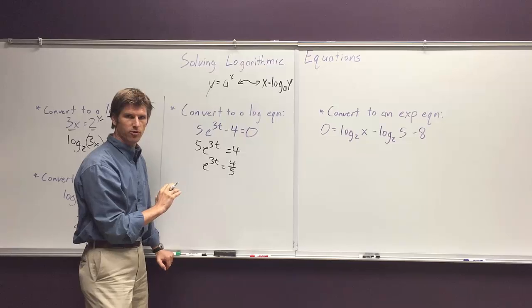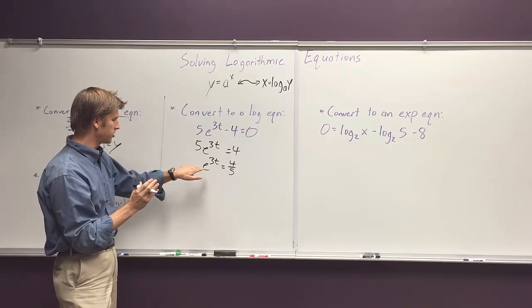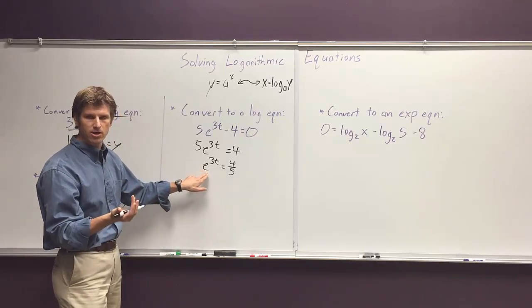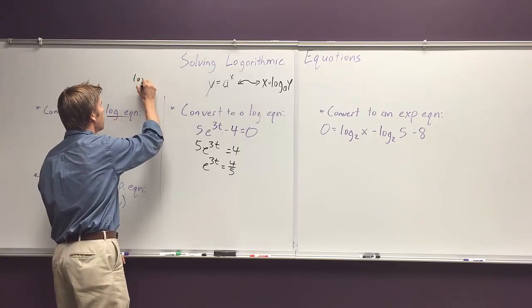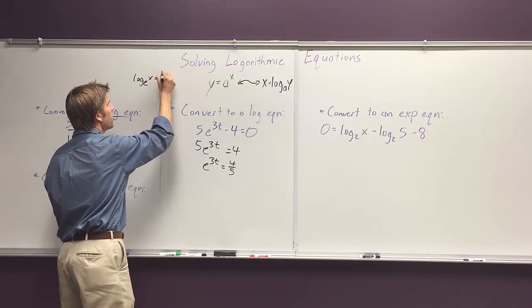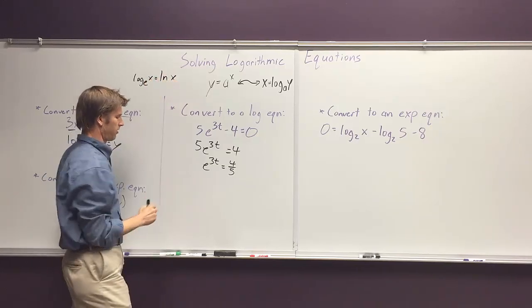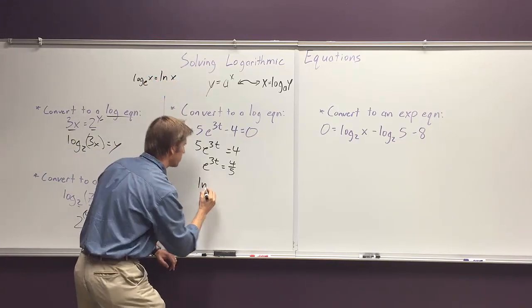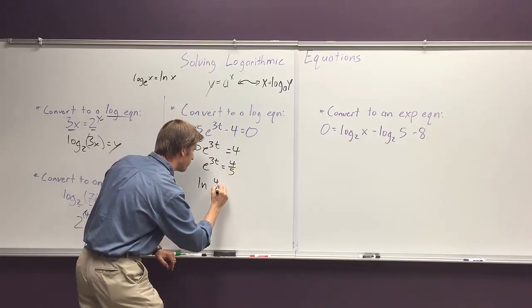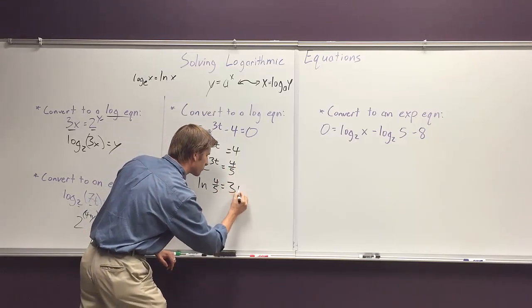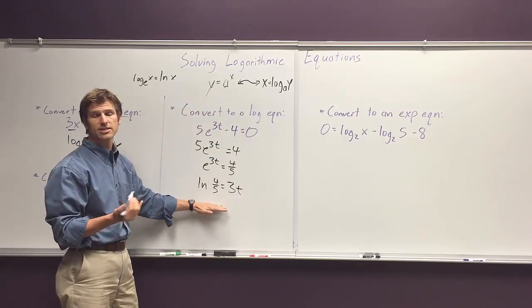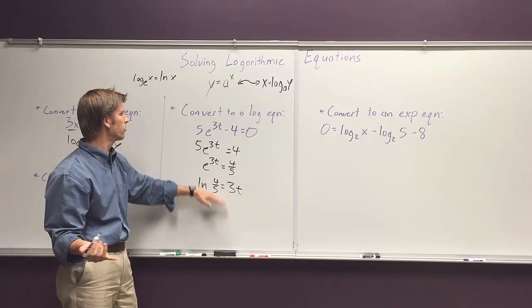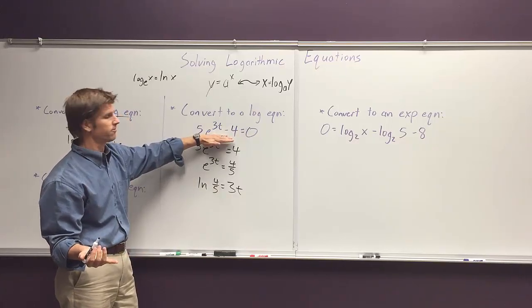Okay, now I can convert it to a logarithmic equation. Since the base is e, remember, you might think log base e, but log base e of x gets written natural log of x. So this is natural log of 4/5 equals 3t. Now this problem didn't say to do it, but you can see here you could really easily solve for t if you needed to. Here it would have been hard to solve for t.